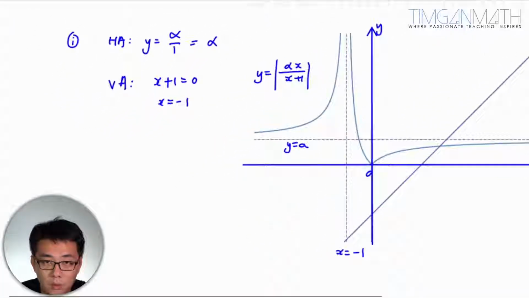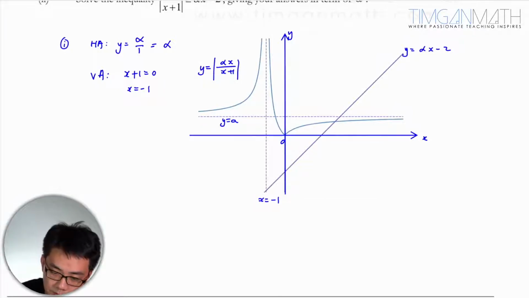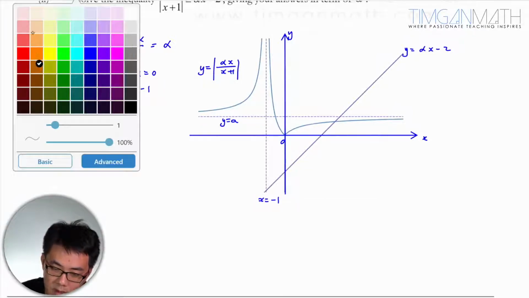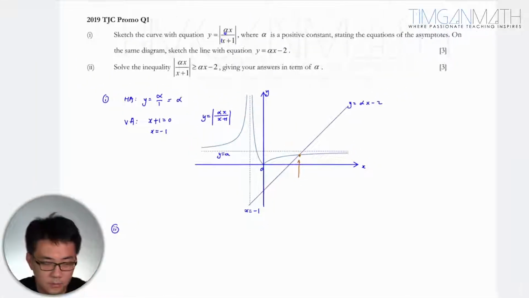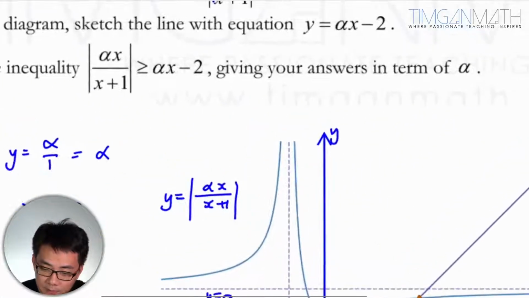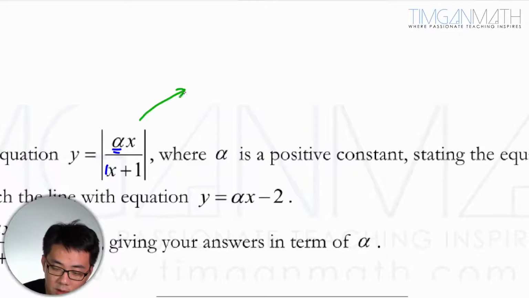For part 2, what I will need you to do is to find the exact value here. This intersection here. How do you find this intersection? You must understand that in secondary school, this is what you learn. For a modulus graph, there are two possible equations here.